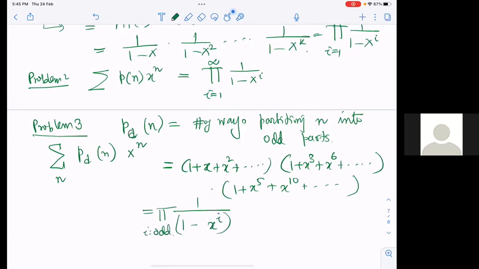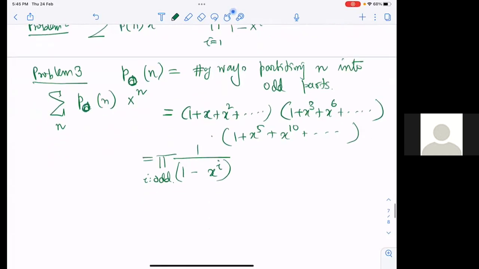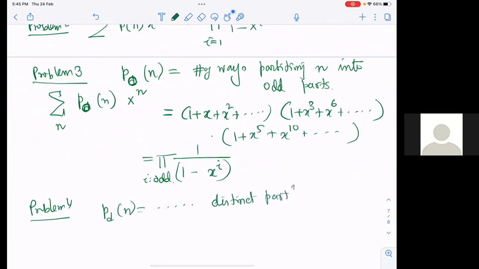Actually, I should use odd. By mistake, I wrote O for odd. And problem 4 is actually p_D(n), again the same problem, but with distinct parts. No number can you use more than once. You may not use it, but no number can you use more than once. So what's the generating function for it?